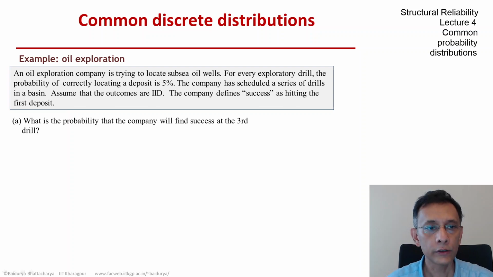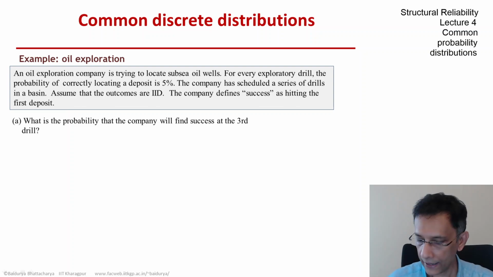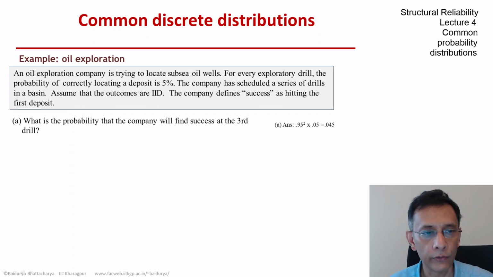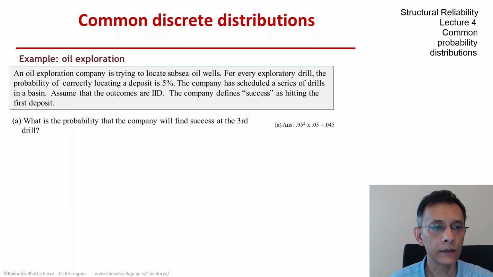If you want to work through it, please pause the video. Otherwise, let me start going through the solution. So this is a direct application of the geometric CDF. And if you work through the numbers, it's 0.045, the probability that the first success will occur on trial number 3.